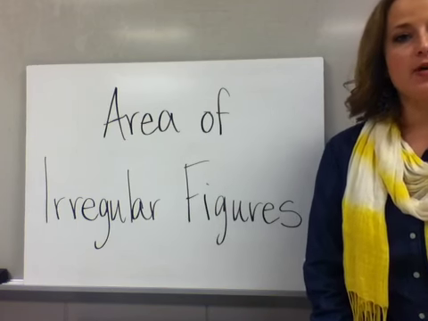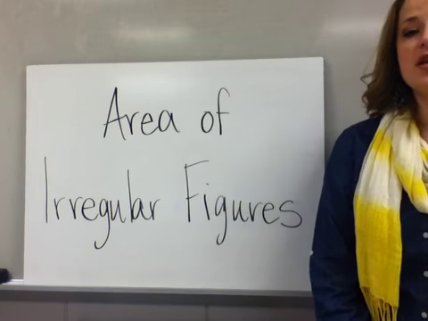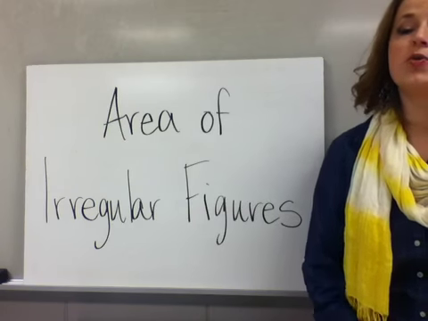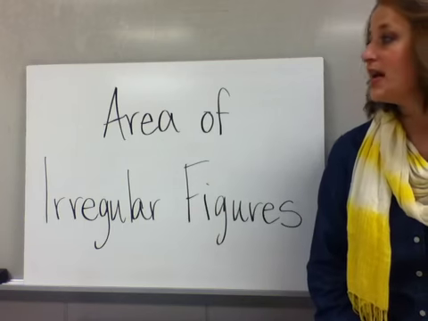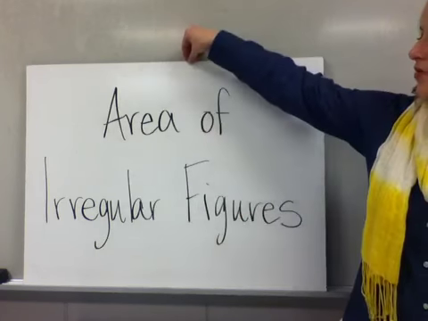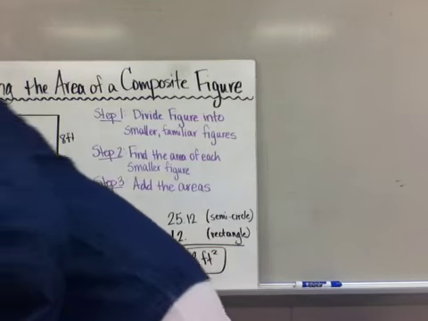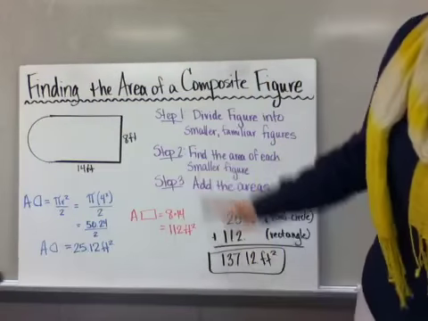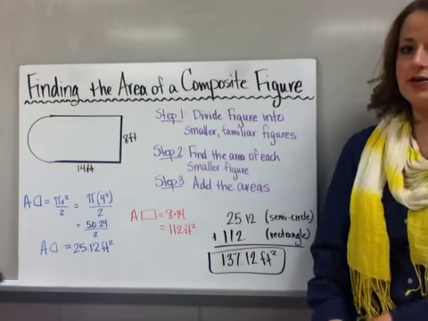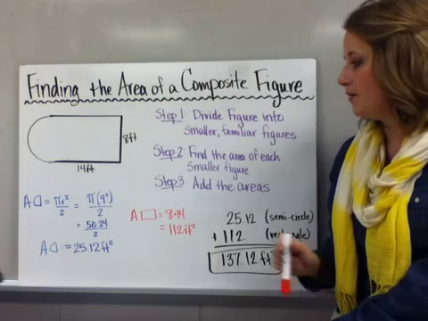Area of irregular figures means that we're finding the space inside figures that don't necessarily fit underneath the categories that you're familiar with, like circles or triangles or rectangles. So you're going to see how we piece those figures together to find the area. Sometimes these will be called composite figures instead of irregular figures. So, finding the area of a composite figure.